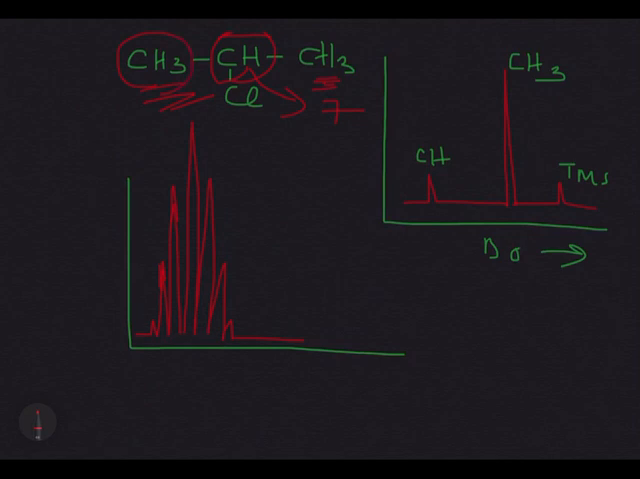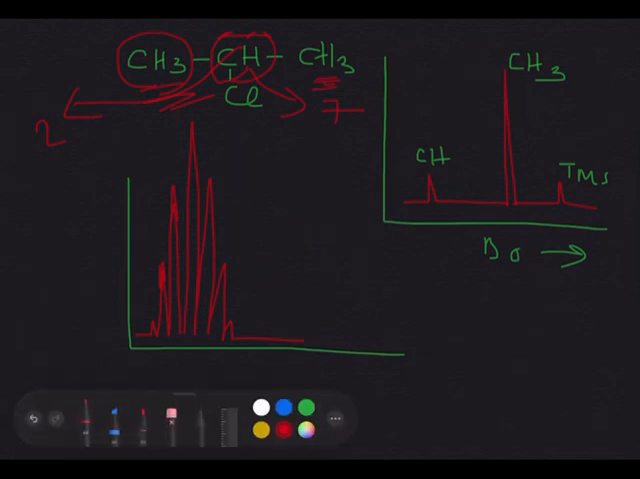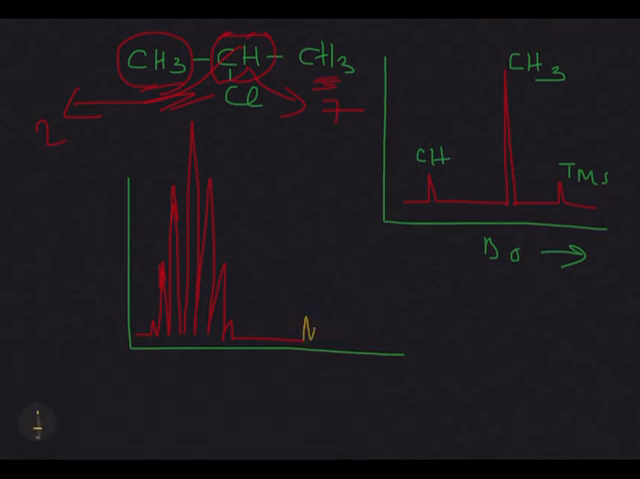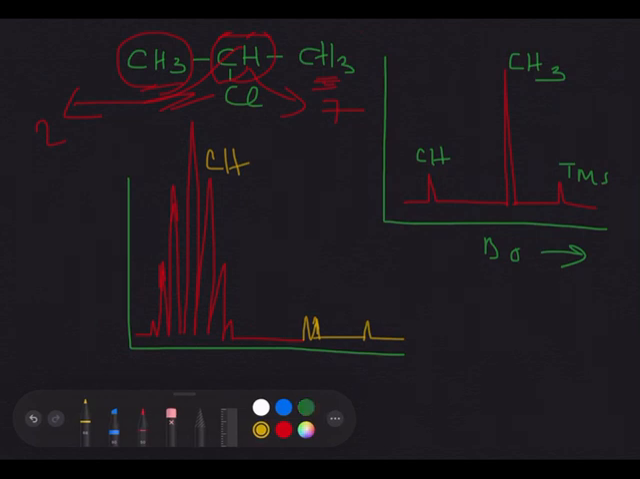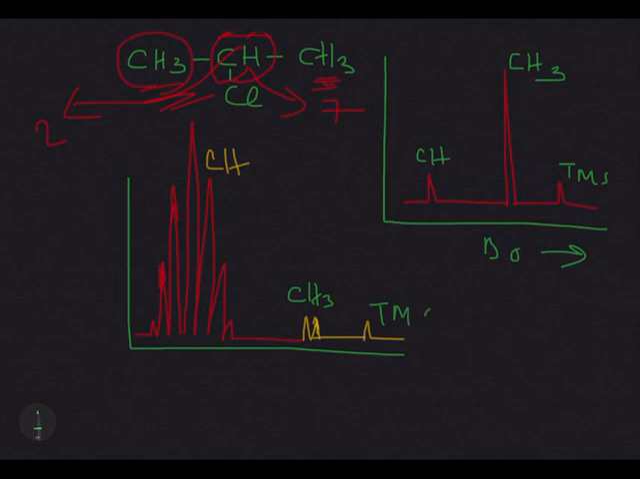Adjacent to CH3 there is only one proton. One proton splits the CH3 signal into 2. If it splits into 2, then the intensity ratio will be 1:1. Therefore, the signal is a doublet, 1:1. And then we have the signal for TMS. This is the signal for the CH proton, and this is the signal for the CH3 protons. This is of TMS.